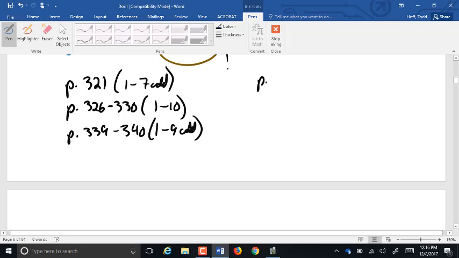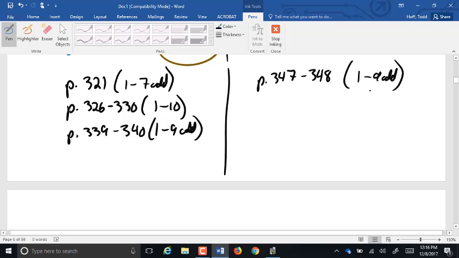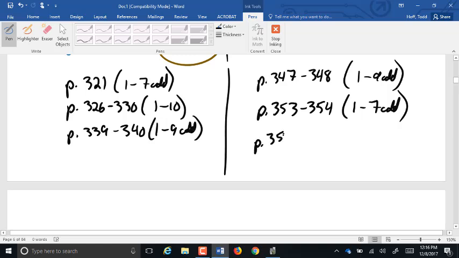The real meat of it comes here, 347 through 348. You got 1 through 9, the odd, that's looking at measures of central tendency: mean, median, mode. Page 353 through 354, 1 through 7, the odd, that is the range, standard deviation. Page 357, 358, 1 through 6 is talking a little bit about that bell curve.